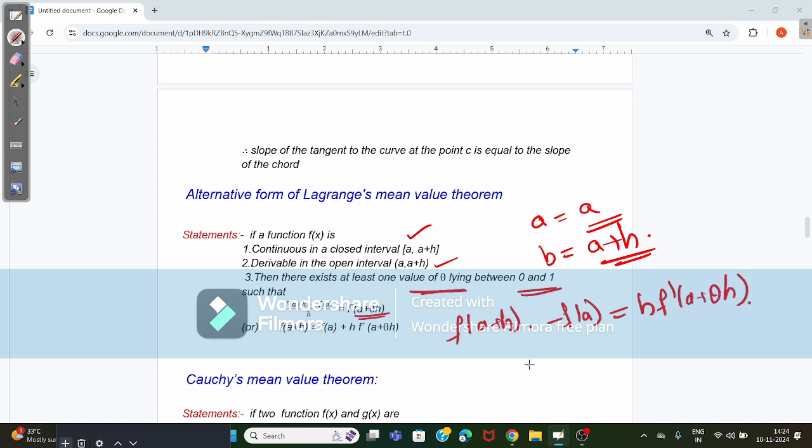And when this value goes to the RHS, what does it become? f of a plus h is equal to f of a plus h into f dash of a plus theta h. This is the form which has been formed.